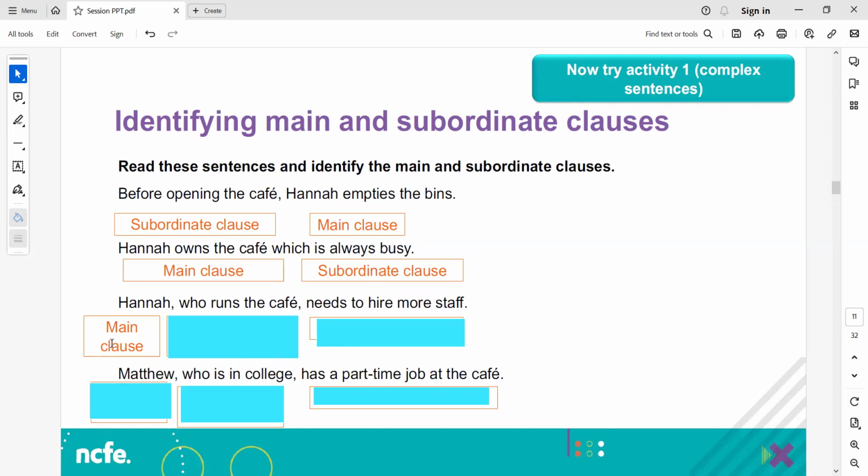Hannah, who runs the cafe, needs to hire more staff. So what's the main clause and what's the subordinate clause? You can see in this sentence the use of the commas, the main clause has been split. So can anyone tell me what the main clause is? Pardon? Hannah, good. So that's the start of it. What's the rest of the main clause?